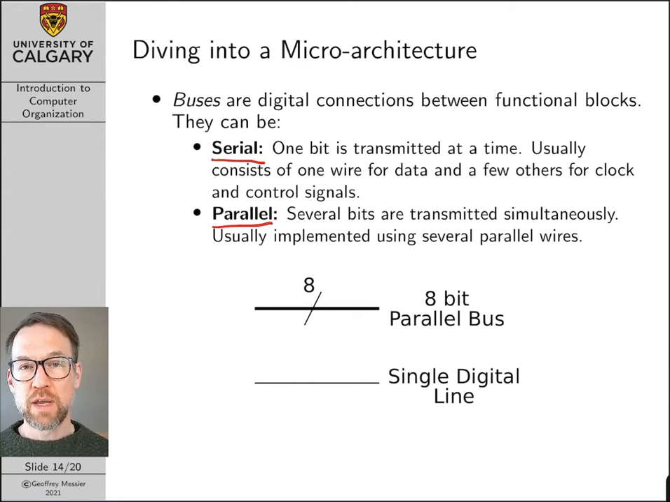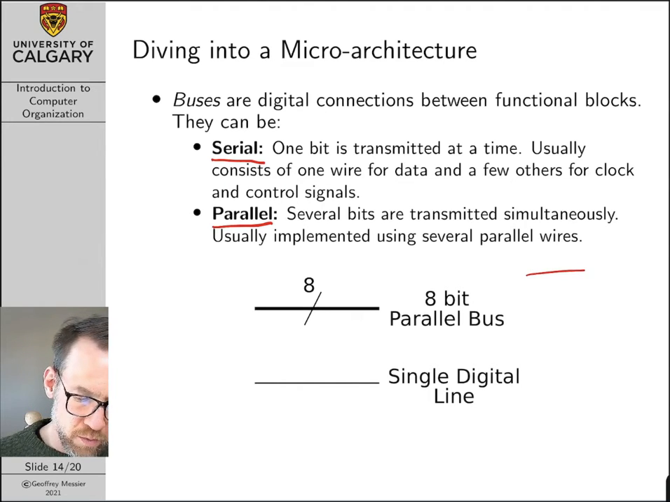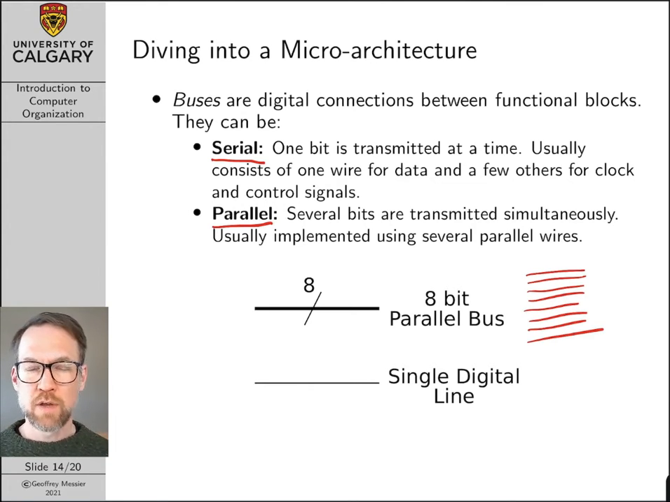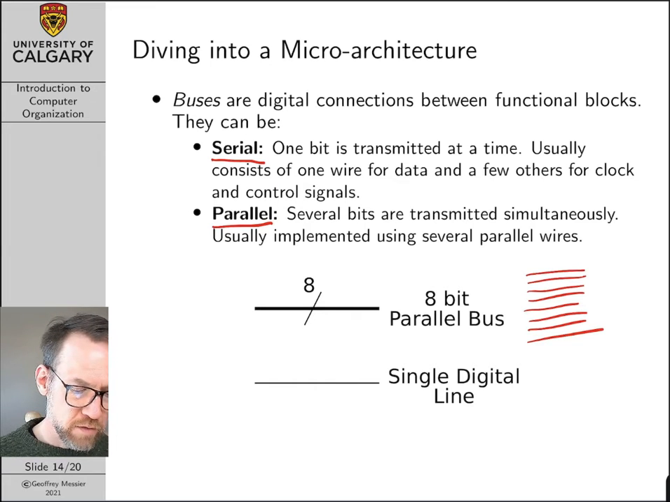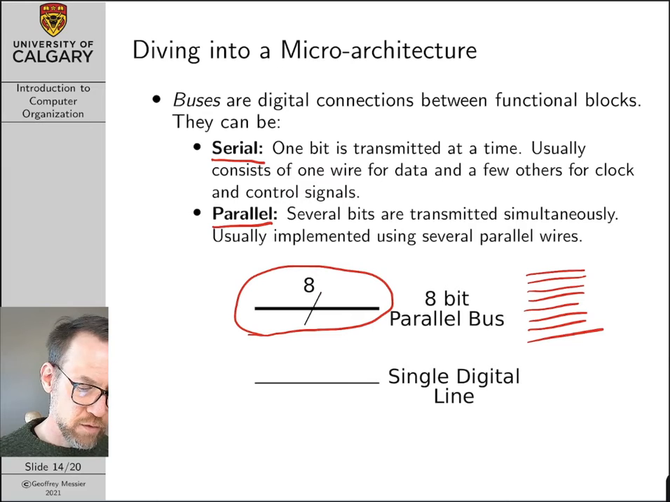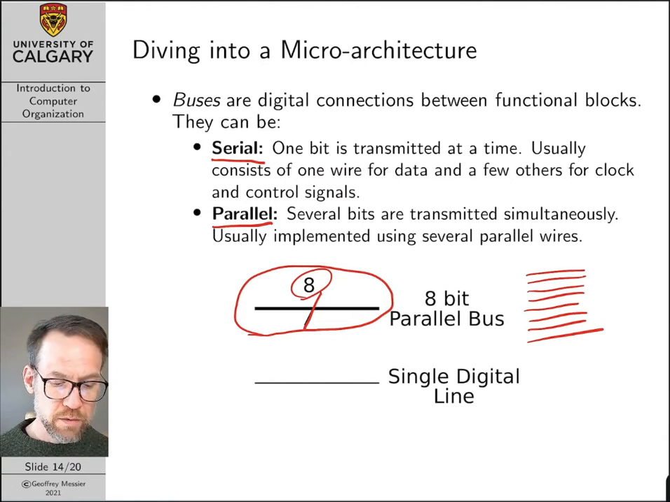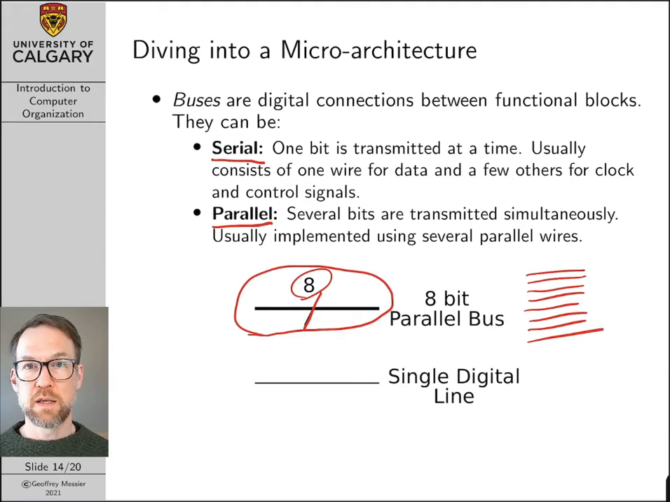Now, when I'm drawing a parallel bus in the diagrams in this class, if we had an 8-bit parallel bus, I could draw 1, 2, 3, 4, 5, 6, 7, 8 individual wires, but that gets pretty clumsy. So what I'm going to do instead is draw a thick wire, and then to indicate how many parallel wires make up the bus, I'll do a slash and write a number indicating that this is an 8-bit parallel bus. A single digital line I'm going to draw with a slightly thinner line.